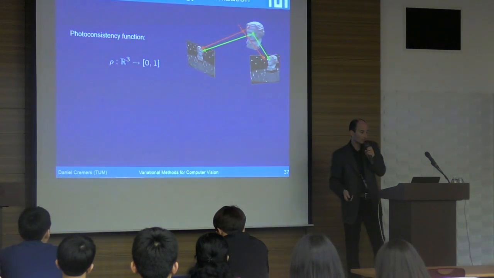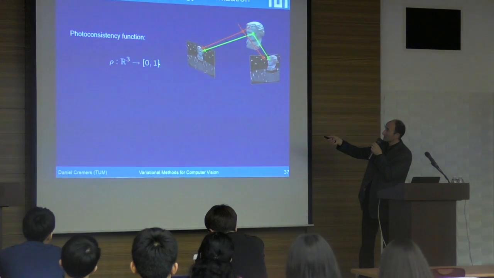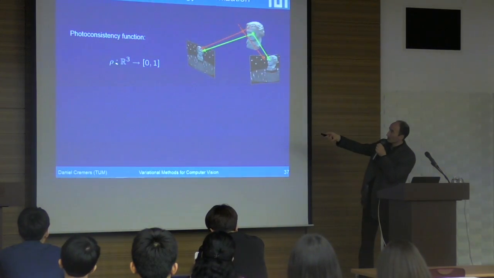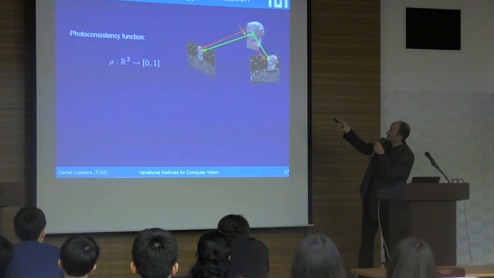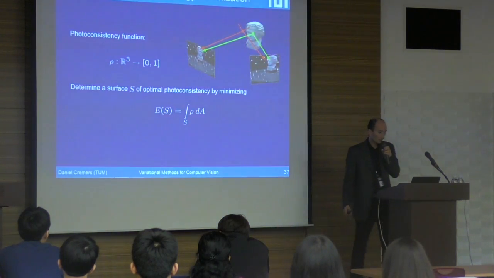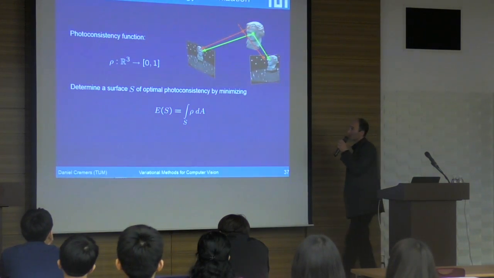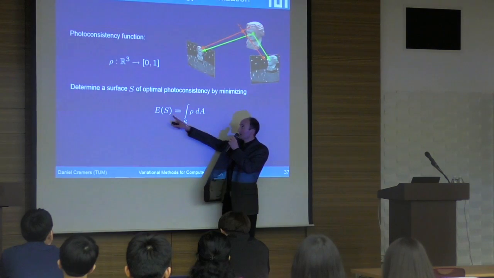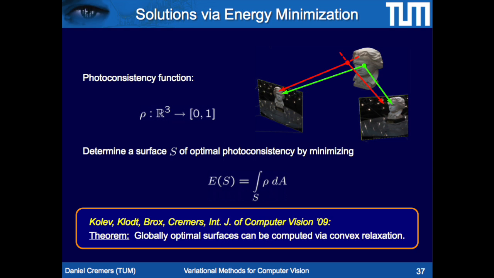And so you can associate with each voxel in that 3D space some value of photoconsistency, say in the interval 0 to 1. This is the function rho here. It's 0 for points like the green one, which are very photoconsistent, and more around 1 for points like the red one, which are not photoconsistent. And then once you have the photoconsistency, you can formalize 3D reconstruction as an optimization problem where you say find a surface S such that the photoconsistency, when integrated over all points of the surface, is as small as possible.